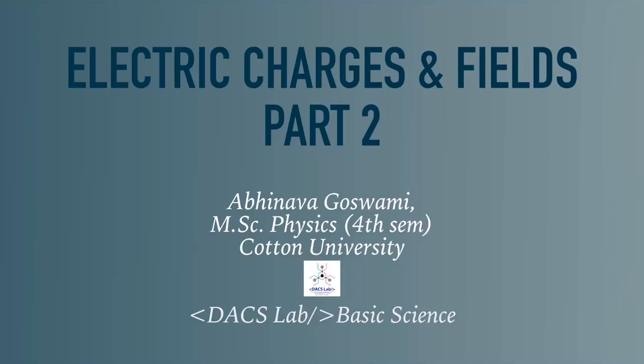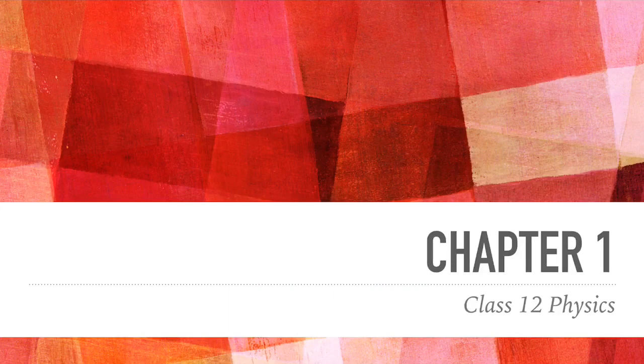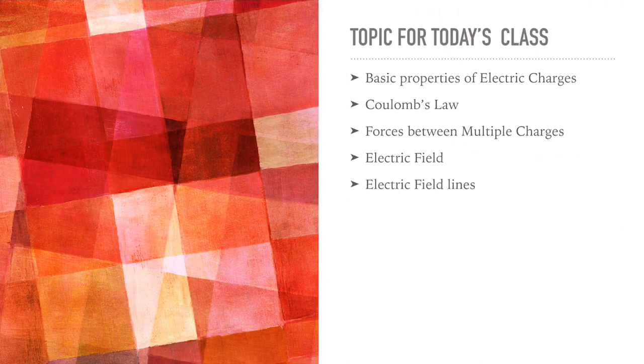This is the second part of the topic that we started in the last video, that is electric charges and fields. This topic is a part of chapter 1 of the class 12 physics textbook. The topics that we are going to cover today are the basic properties of electric charges, Coulomb's law, forces between multiple charges, that would be the superposition principle, then electric field, then electric field lines.